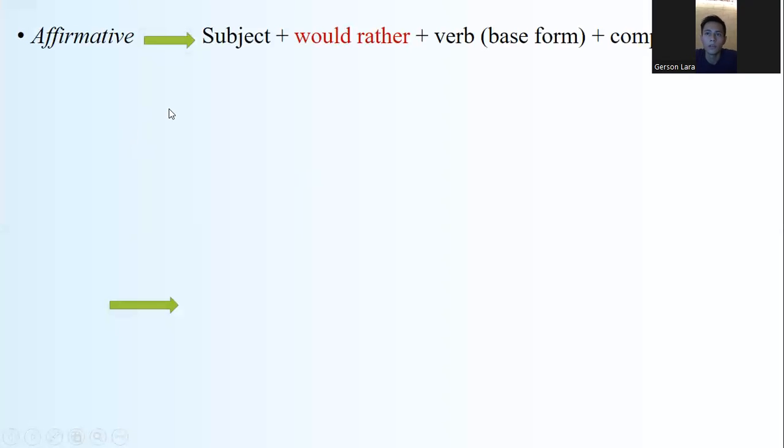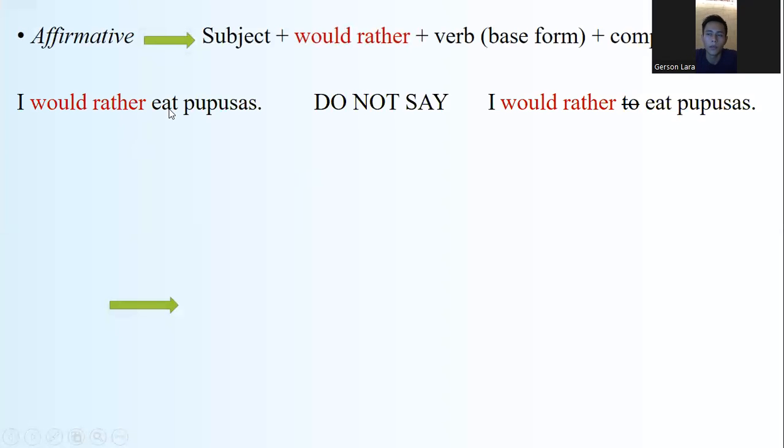Now, in the affirmative sentence, we have the following structure. Subject plus would rather plus the verb in the base form plus the complement. And here we have an example. I would rather eat pupusas. Or you can say, I'd rather eat pupusas. Please don't say, I would rather to eat pupusas, because that is not correct. Would rather is used as a modal auxiliary verb. It is followed by the infinitive without to, okay?